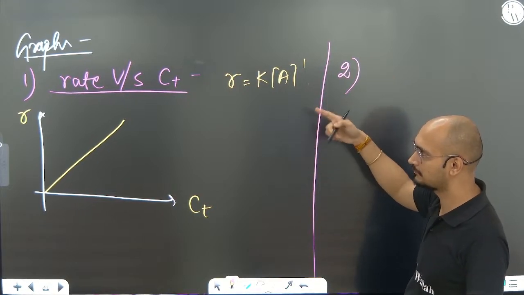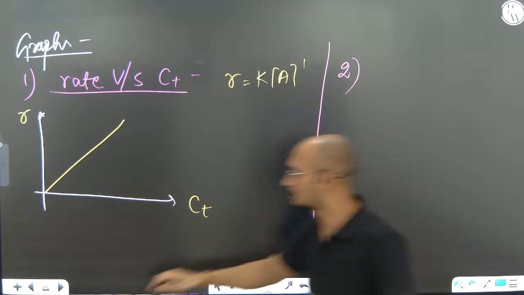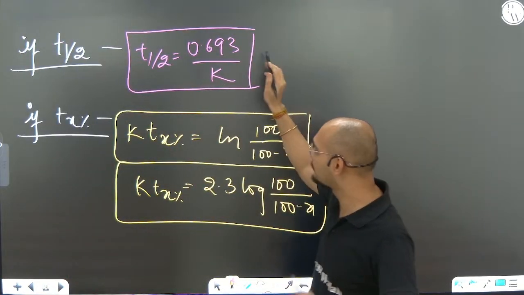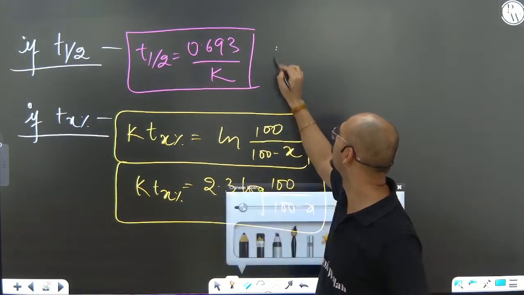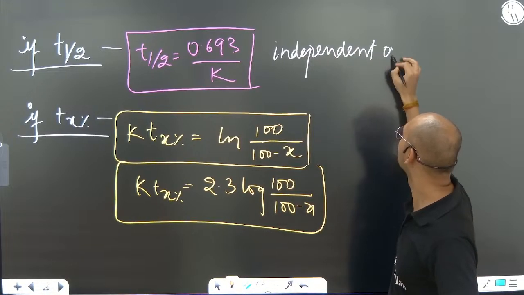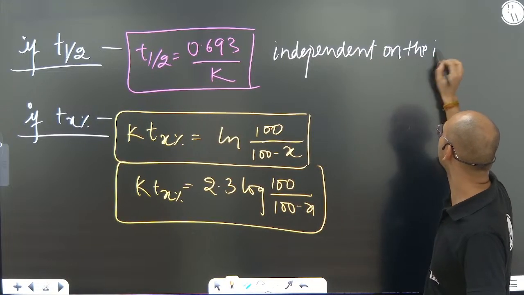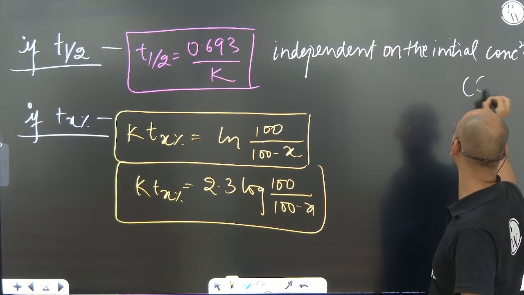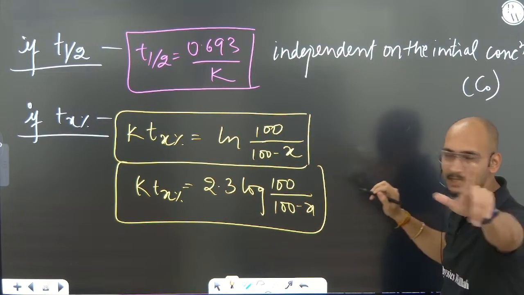Yes, we have seen that also. Okay. Backside we have seen one thing, that T half value, is it depending on concentration or not? No. So it is independent of the initial concentration, that is C naught. It is completely independent of C naught.